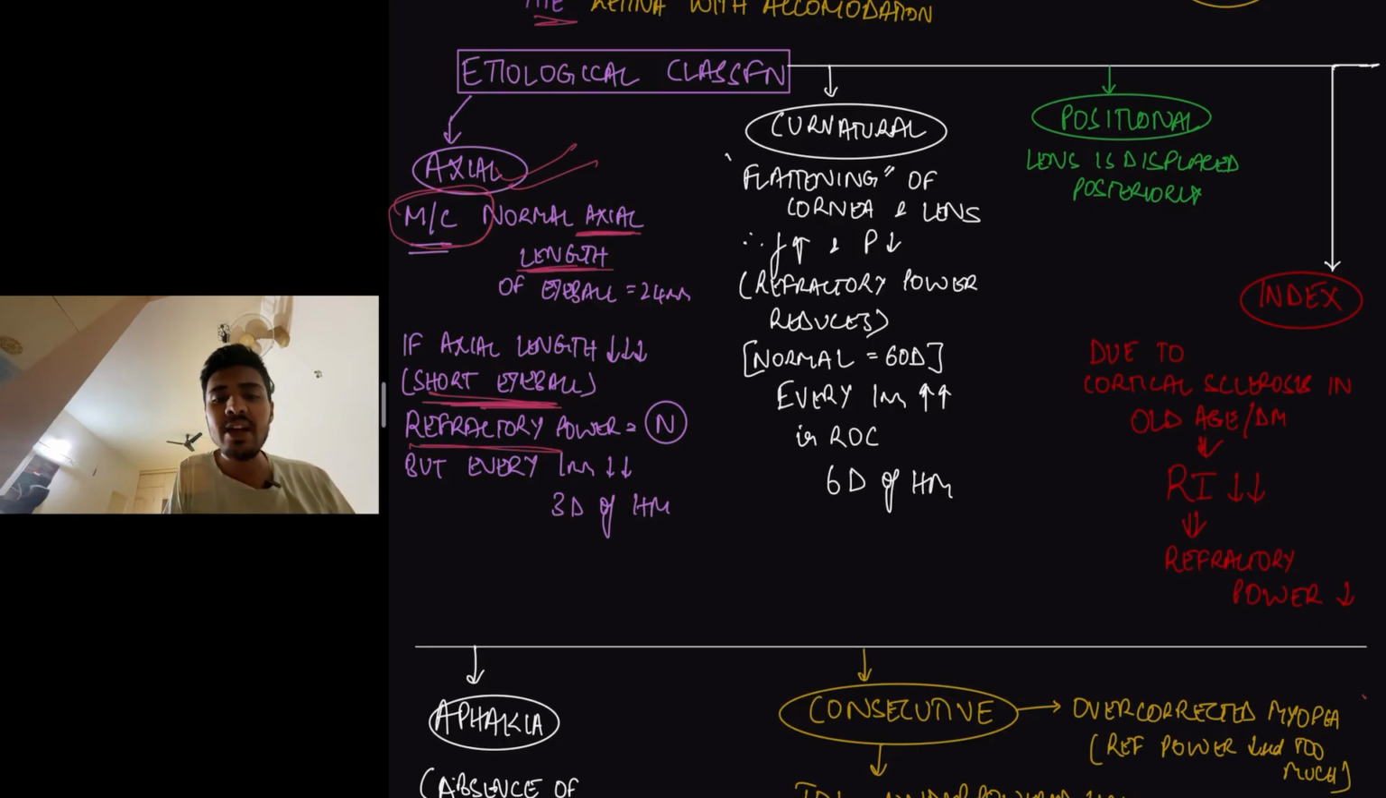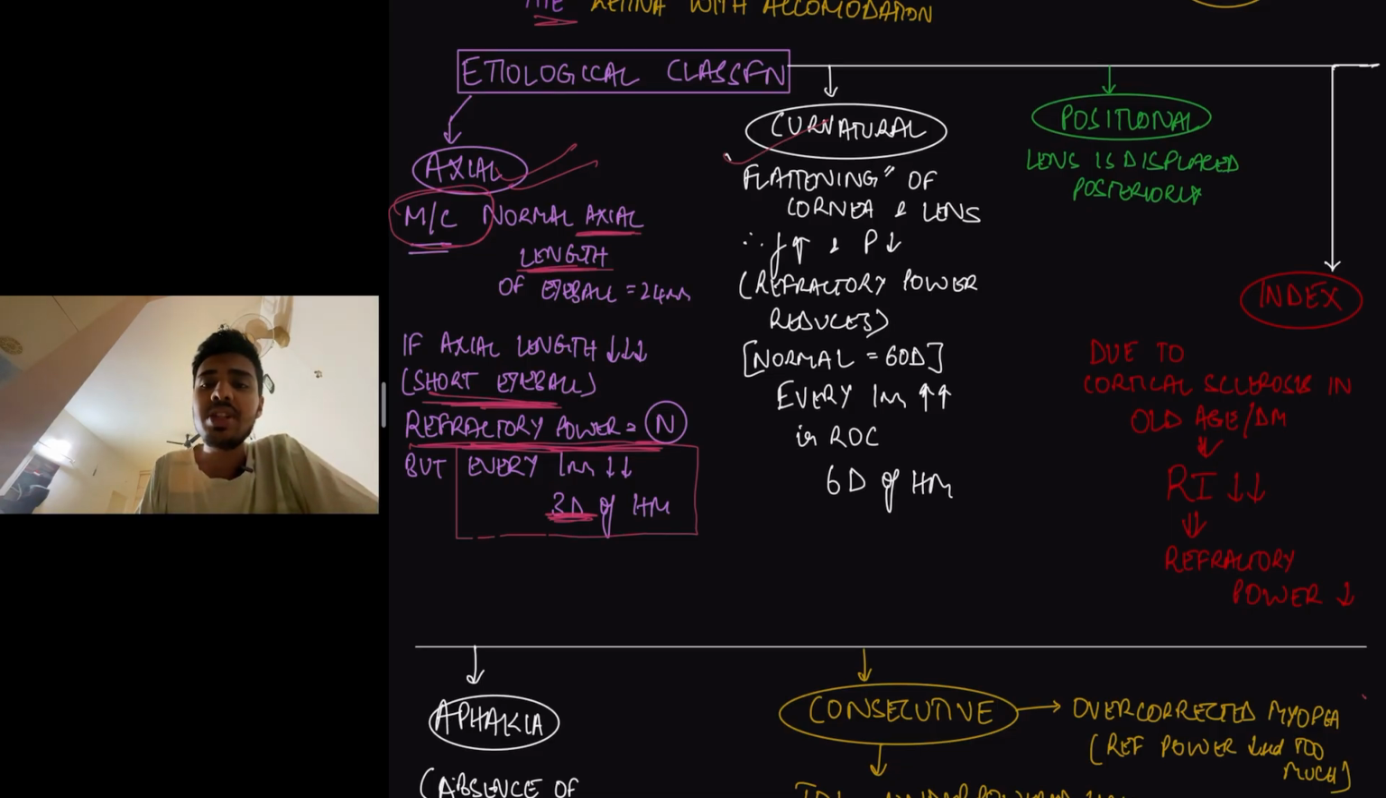Even though the refractive power of the eye is normal, the corneal curvature is normal, the lens curvature is normal, the power is normal, the eyeball length itself is too short. So all the rays are being focused behind the retina. For every 1 mm shortening of the axial length, you can see 3 diopters of hypermetropia. This is the most common type of hypermetropia.